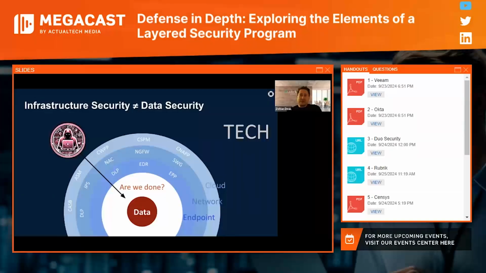So from an industry perspective, we're falling short here, right? Defense in depth is not going deep enough. We need to start thinking about data security from a data perspective. We need to start with data, understanding that data, because we can't defend it if we don't understand it.